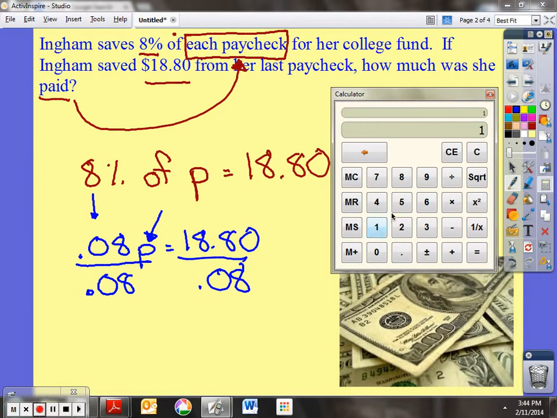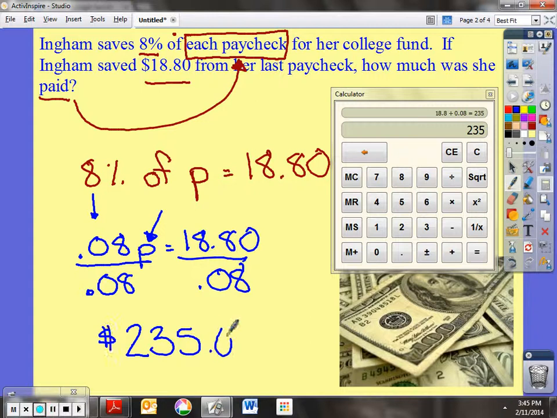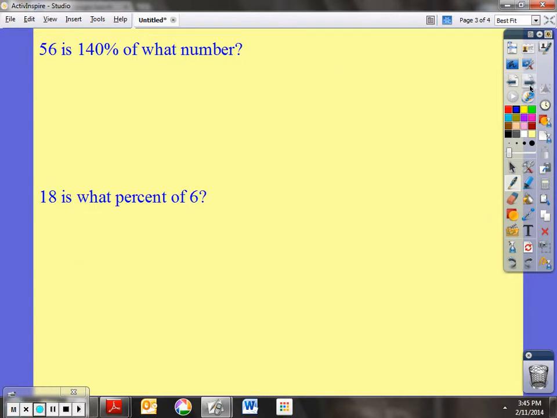I'm going to take $18.80 and figure out how many times 8 hundredths, or 8 cents, goes into $18.80. And I get 235. So that tells me that last week she was paid $235. And saving 8% of that gives her the $18.80. So look at the next one.